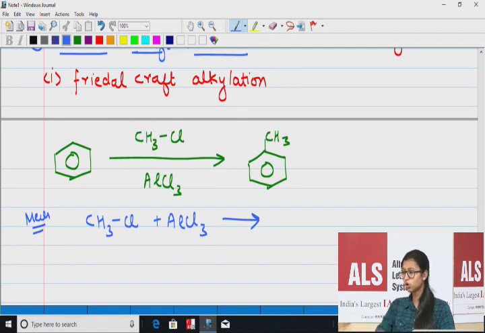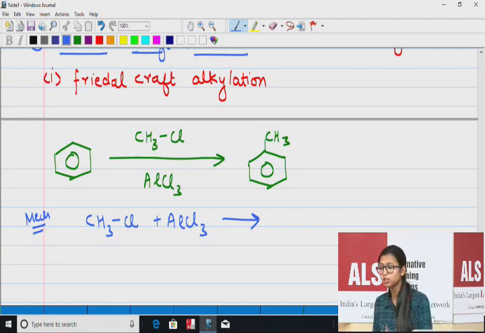Yes, this is chloromethane, right? We can call it chloromethane. Methyl chloride is a common name, okay? Chloromethane is the IUPAC considered name. What will it form? Tell me quickly. We have already done a reaction with Cl2 in the presence of AlCl3. Yes, very good. So you will get AlCl4 negative at the same time.